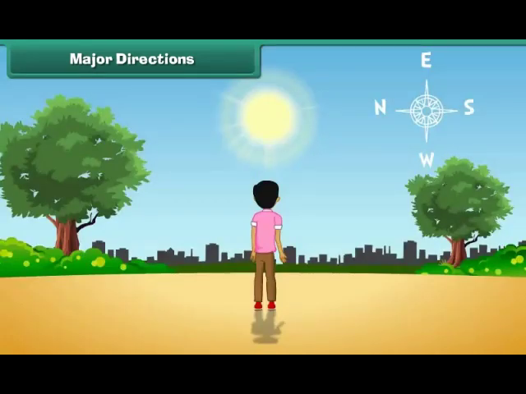This is J. He's standing facing the sun. The sun rises in the east. Therefore, east is in front of him. It means west is behind him. North is to his left. South is to his right.